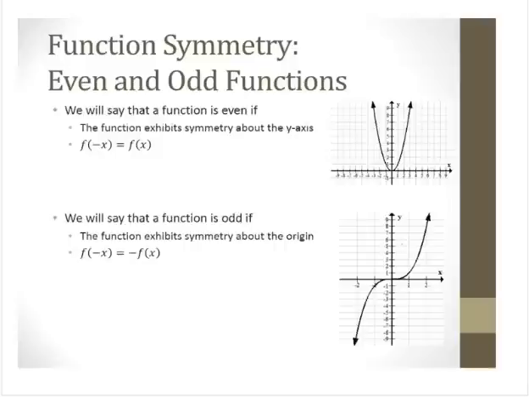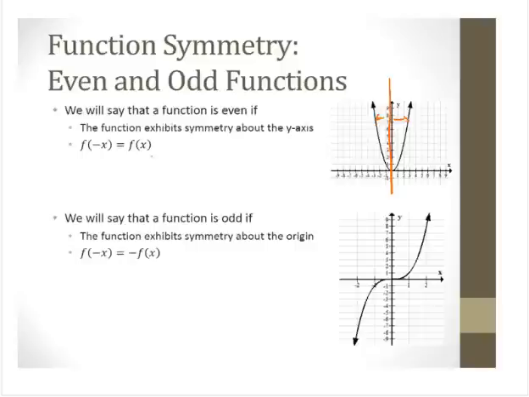We say that a function is even if the function exhibits symmetry about the y-axis. So that means, if I think of the y-axis here, notice that there's a symmetry about that line. I could flip the curve over that line that I've drawn in orange and it would match up exactly. That is even symmetry. When that happens, f of negative x is equal to f of x. And that's one way that we can test a function for even symmetry.